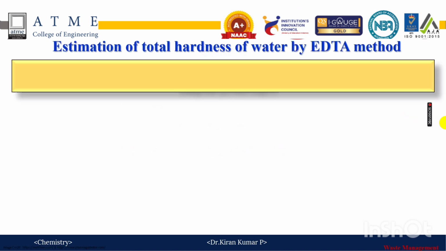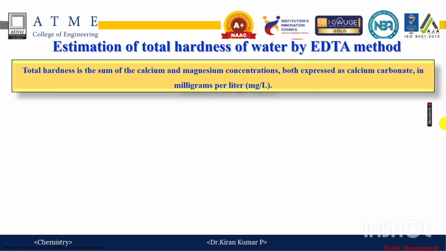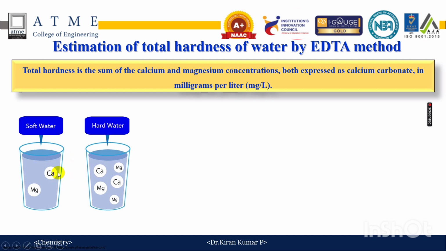So total hardness of water is the amount of calcium and magnesium concentration. I mean to say the calcium and magnesium ions present in the given water sample. The hardness of water is expressed in terms of milligrams per liter. You can see here there are two different glasses filled with water. One has soft water, the other has hard water.